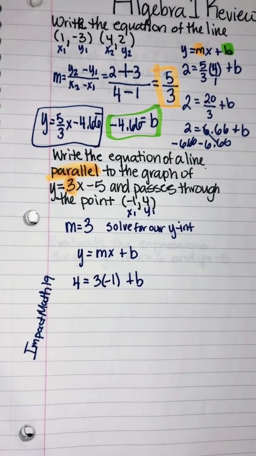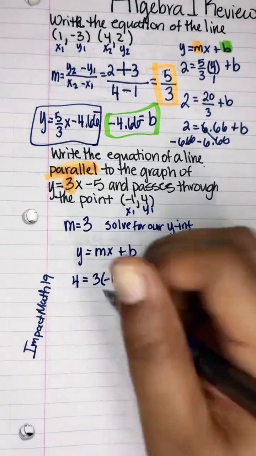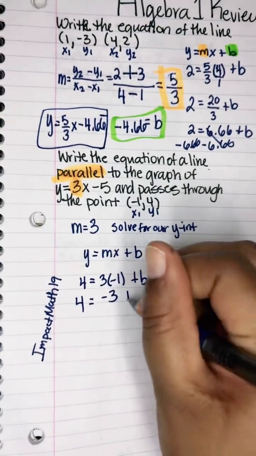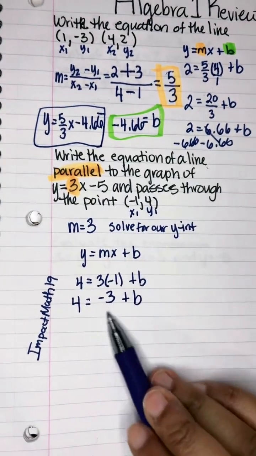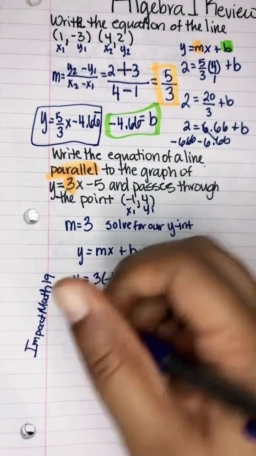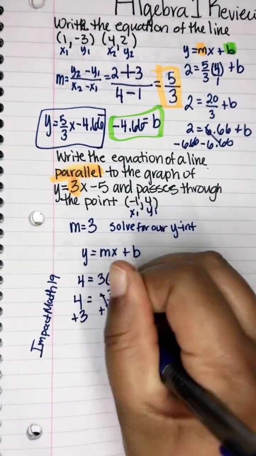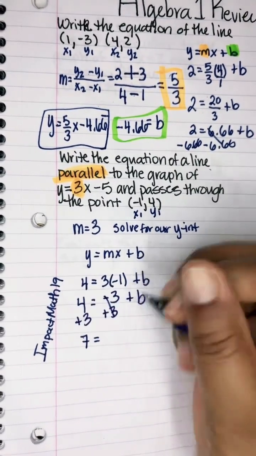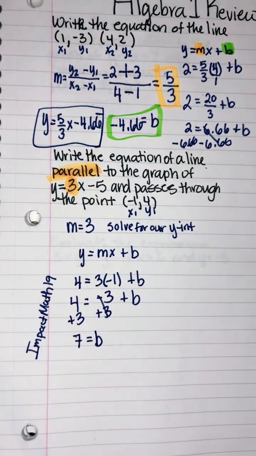So we have 3 times -1 is -3. And then we need to move this -3 to the other side by adding 3 to both sides. And then 4 plus 3 gives us 7 equals b.